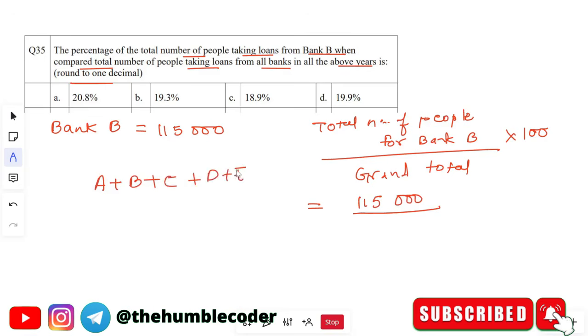I think it was still E. Whatever values we found at the top, you have to sum all those values. When you sum them, you get 594,500, multiplied with 100. This is going to give us the percentage. When you solve it, the zeros cancel out, and further solving gives the final percentage value as 19.3%. So the correct answer for this question is option number B, that is 19.3%.